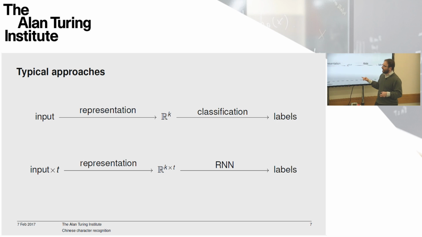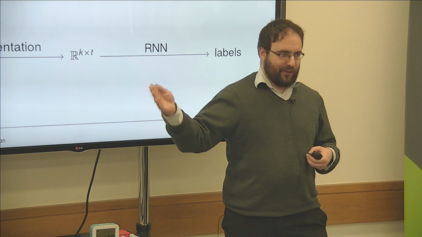So for example, one thing you could do with characters, which turns out not to do very well in my experience, is that a Chinese character is a sequence of strokes, and your representation could be the length and the orientation of each stroke.